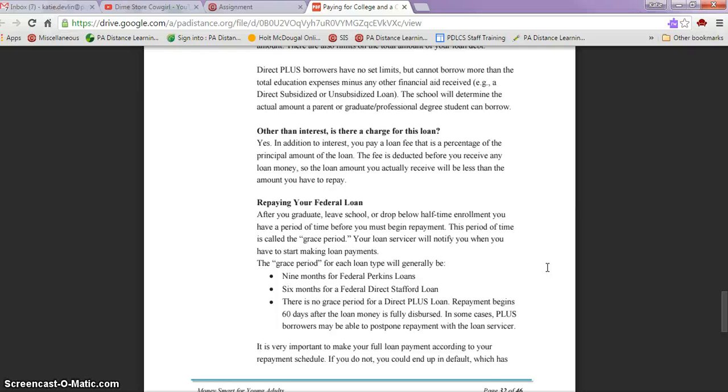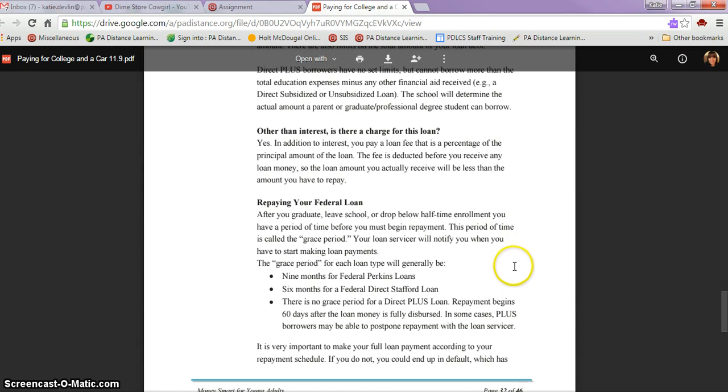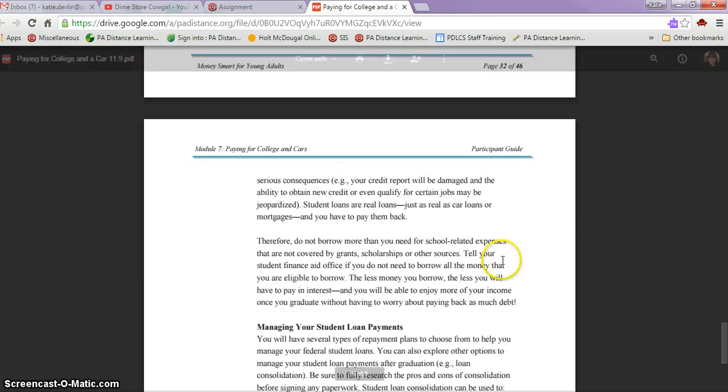It is very important to make your full loan payment according to your repayment schedule. If you don't, you could end up in default, which has serious consequences. For example, your credit report will be damaged, and the ability to obtain new credit or even qualify for certain jobs may be jeopardized. Student loans are like real loans, just as real as car loans or mortgages. We have to pay them back.